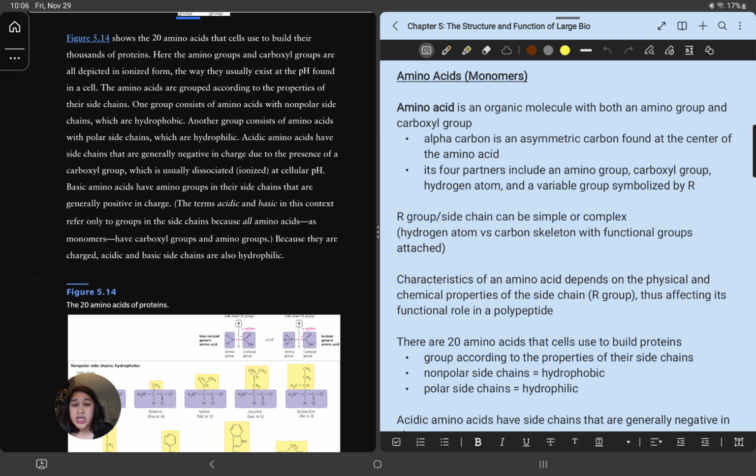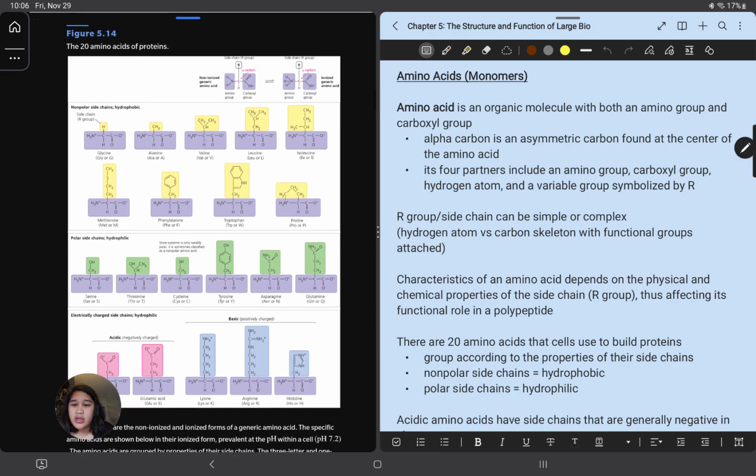Acidic amino acids have side chains that are generally negative in charge due to the presence of a carboxyl group, which is usually dissociated, ionized at cellular pH. Basic amino acids have amino groups in their side chain that are generally positive in charge. The terms acidic and basic in this context refer only to the groups in the side chains, because all amino acids, as monomers, have carboxyl groups and amino groups. Because they are charged, acidic and basic side chains are also hydrophilic.